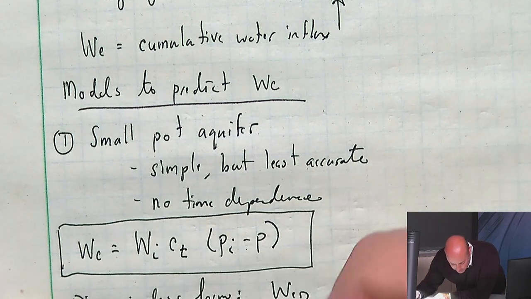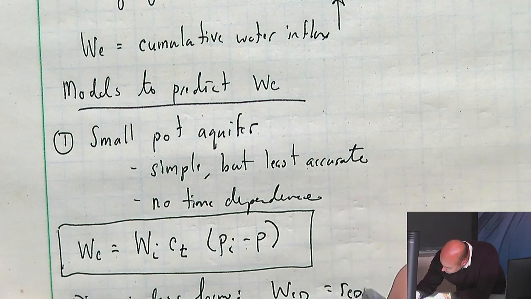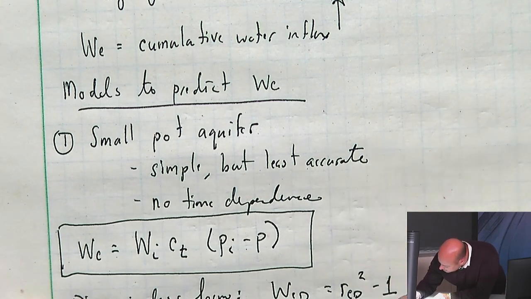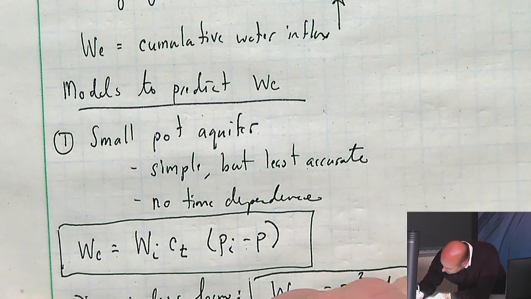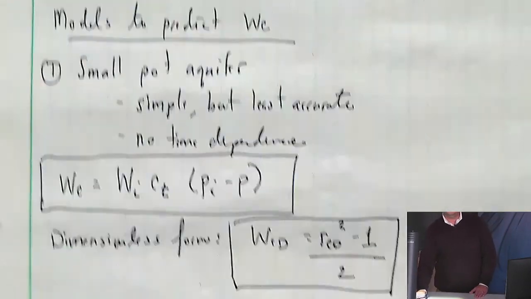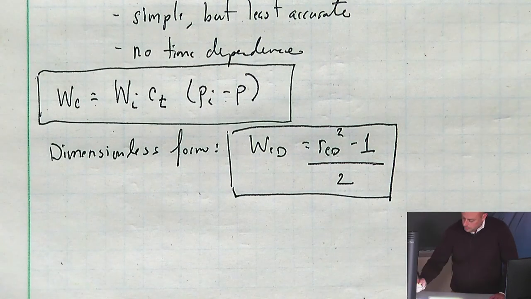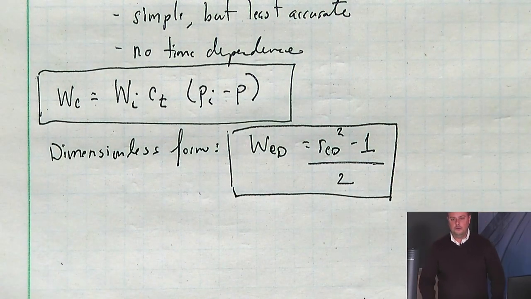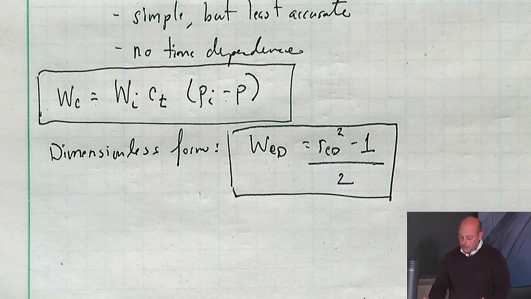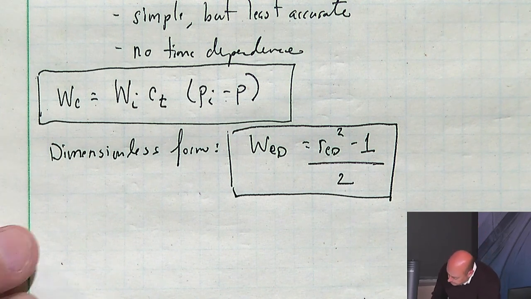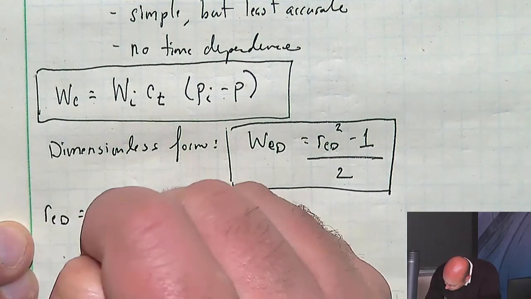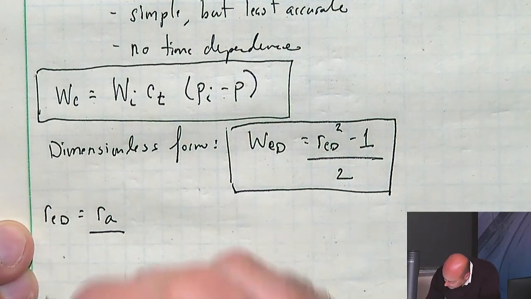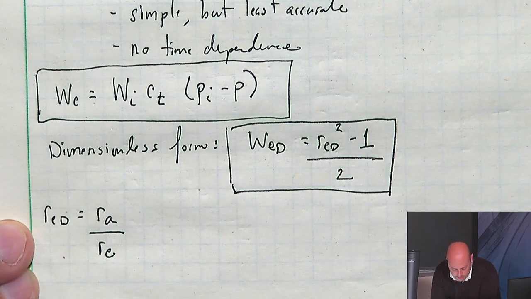which was WED is equal to RED squared minus 1 divided by 2. As engineers, we like to use the dimensionless equations because those apply regardless of the conditions that we have. And if we want to make plots or tables or things like that, then we can use a generic equation, and then we can calculate WED and RED much like we did on Friday in our example problem. And so, as a reminder, RED is a ratio of the aquifer radius, the outer radius, divided by the reservoir radius, RE.